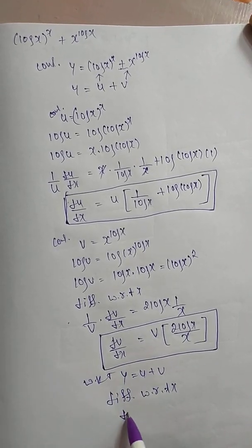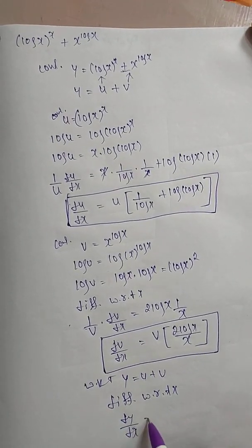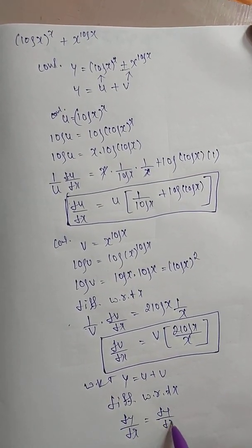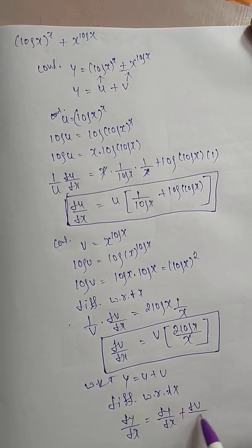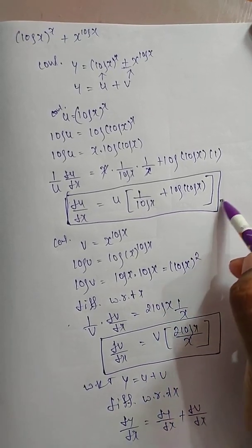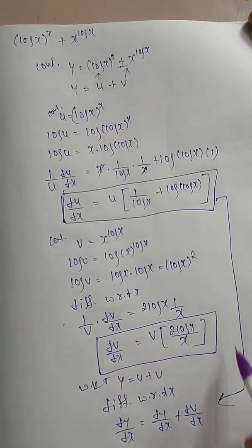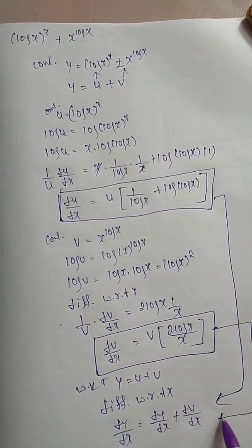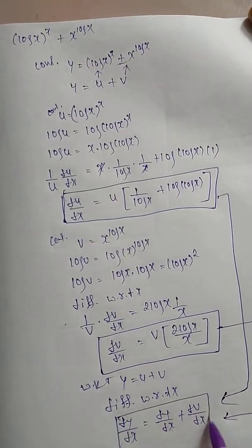This will become dy by dx is equal to du by dx plus dv by dx. Is it clear? Now we have a du by dx here, substitute here. We have a dv by dx here, substitute here. So this is the end of the problem.